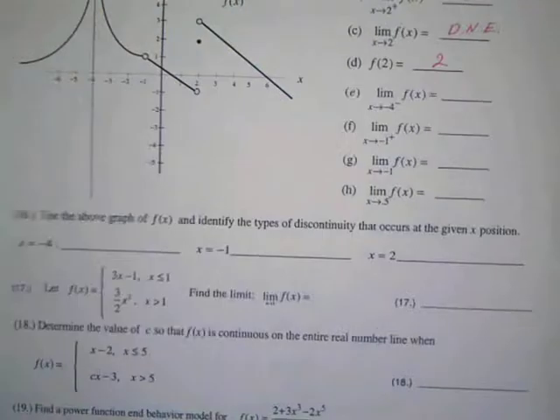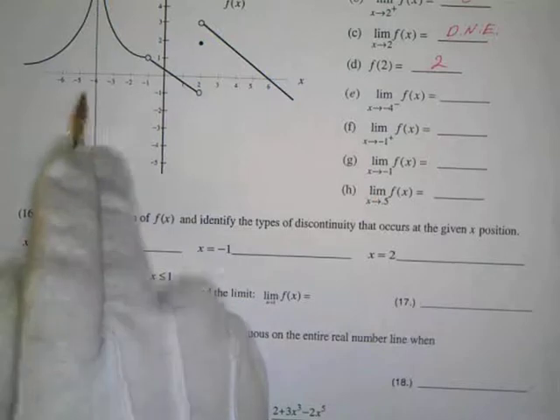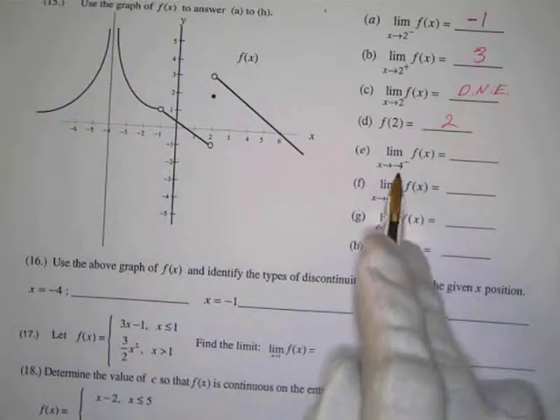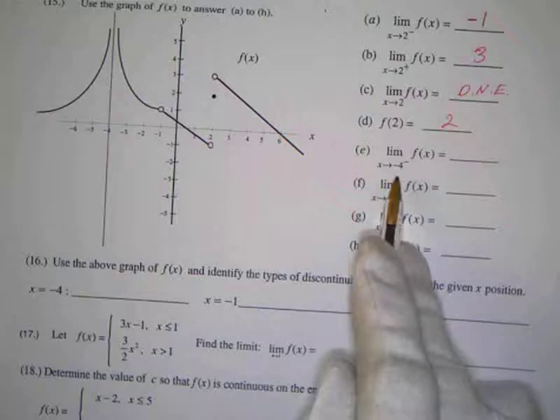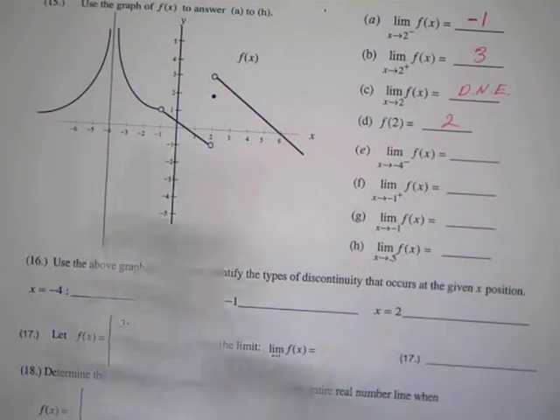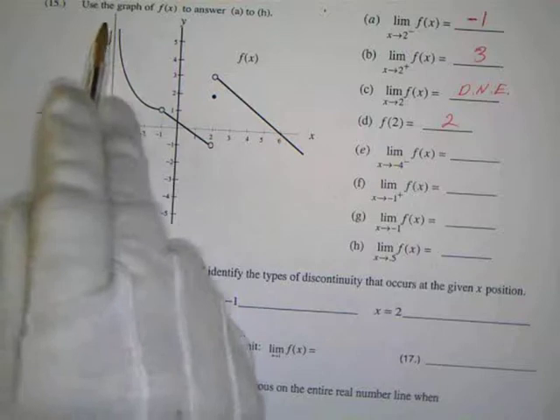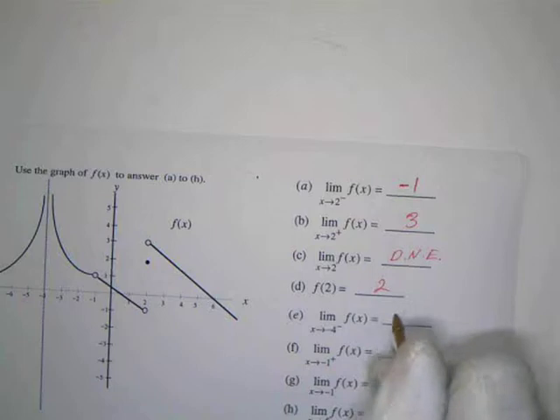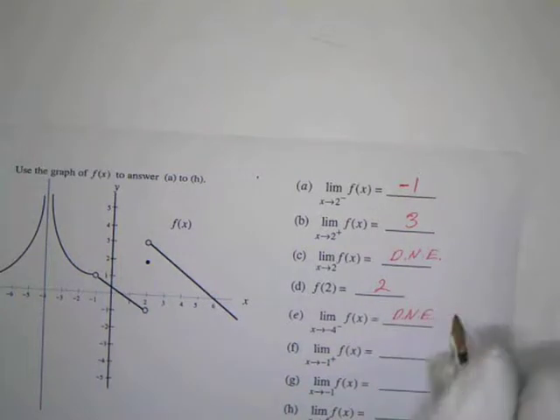Okay, let's take a look at -4. So -4 is over here. The limit as I approach -4 from the left. It looks like it's going up to infinity. So we could say the limit equals infinity, or does not exist, or infinity, which kind of describes the behavior. Hope that's all right.